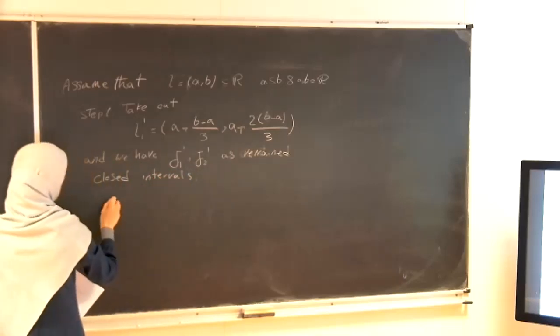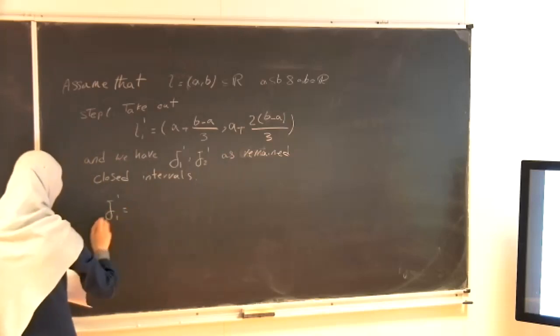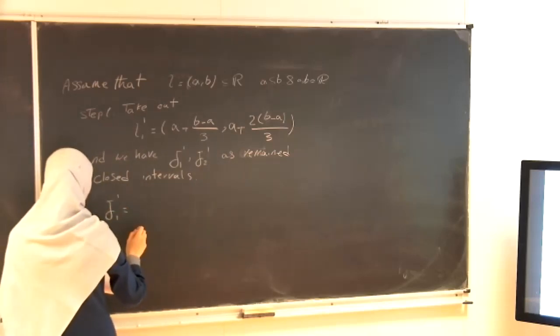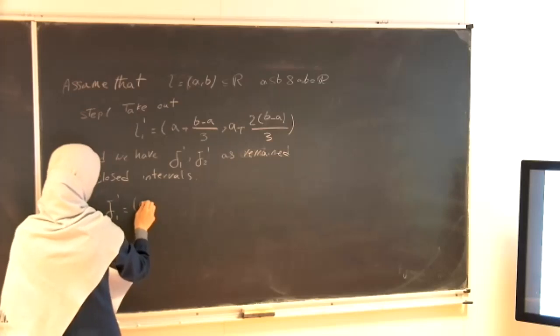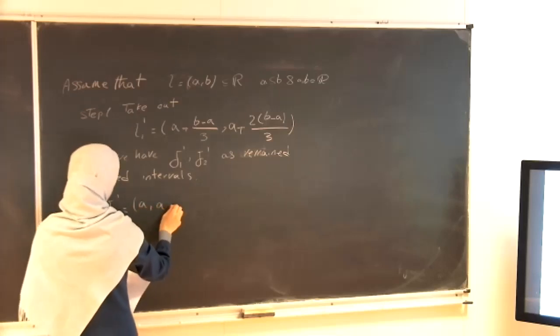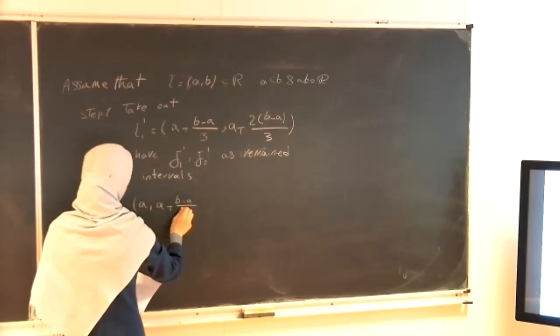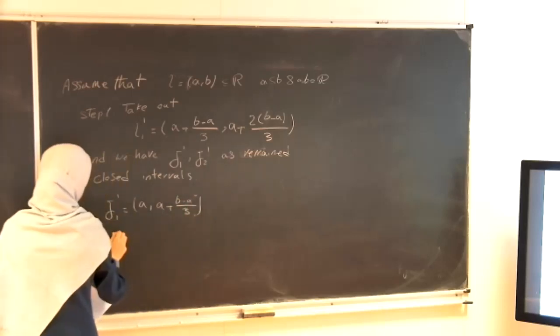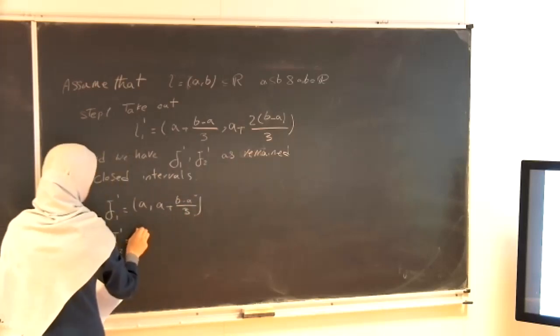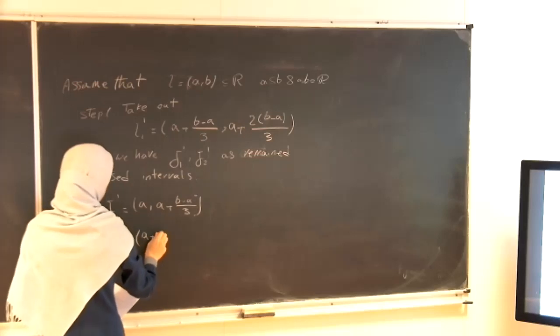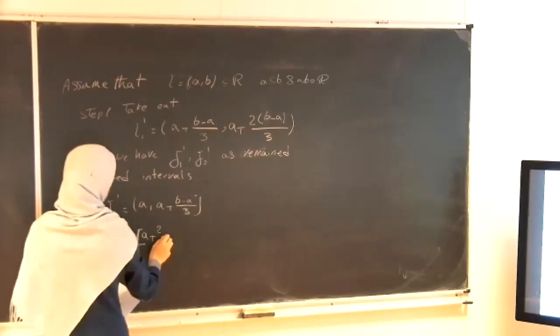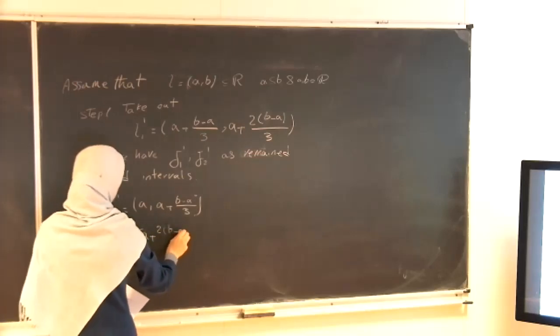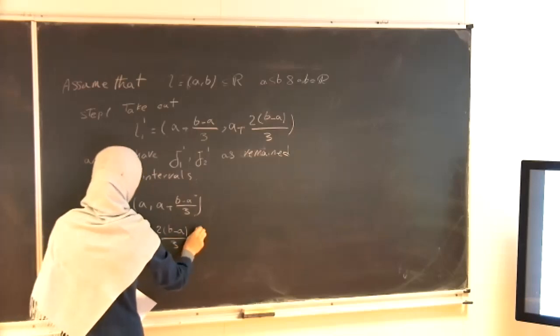We can see that J11 is equal to [a, a + (b - a)/3], and J21 is equal to [a + 2(b - a)/3, c].